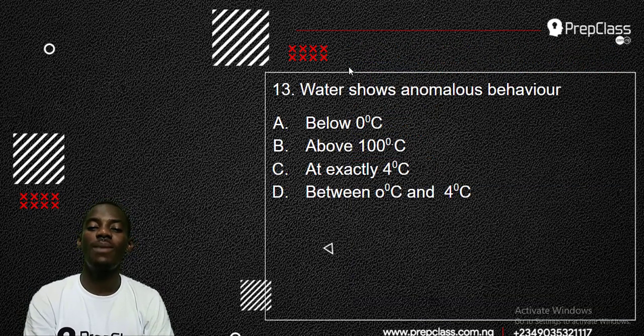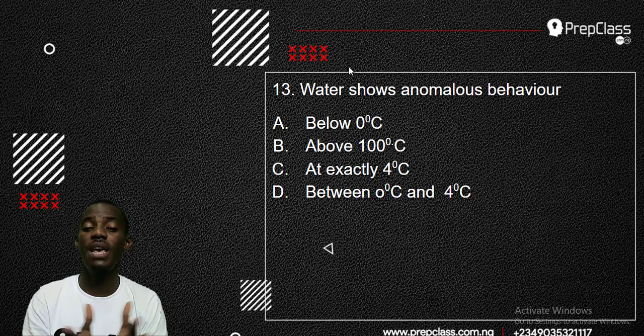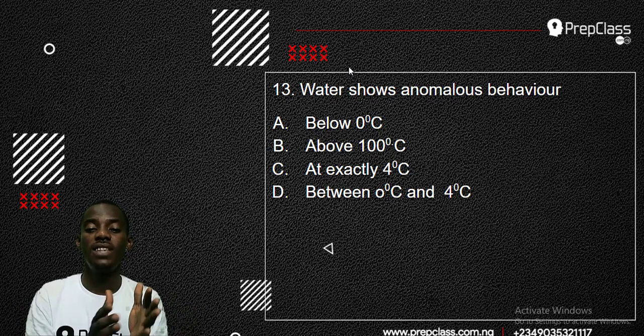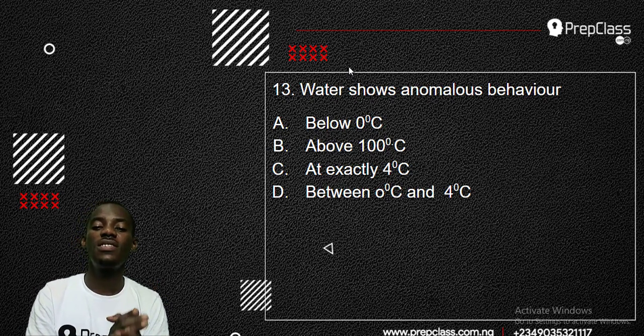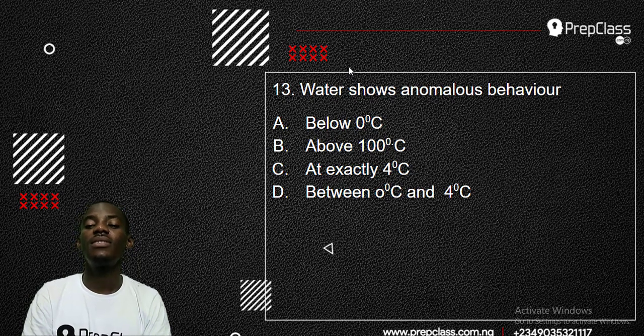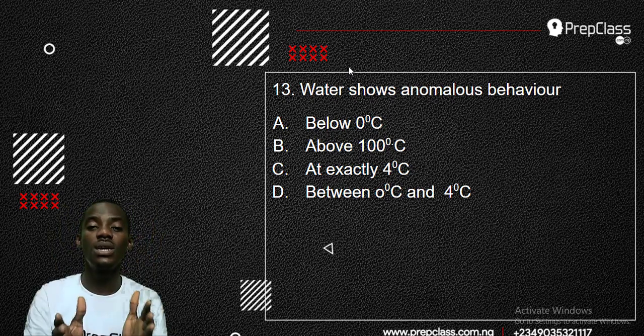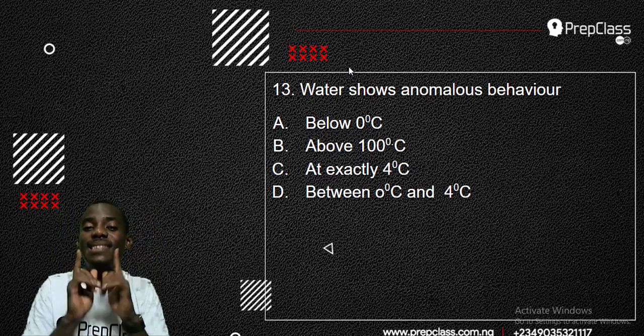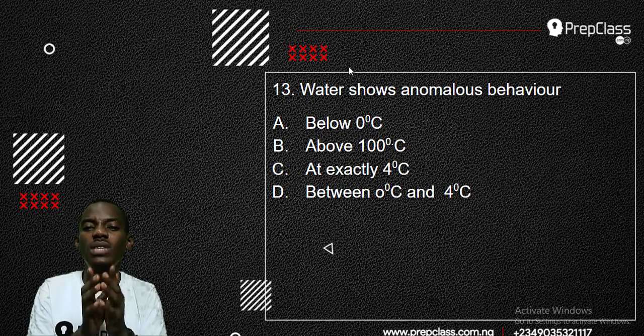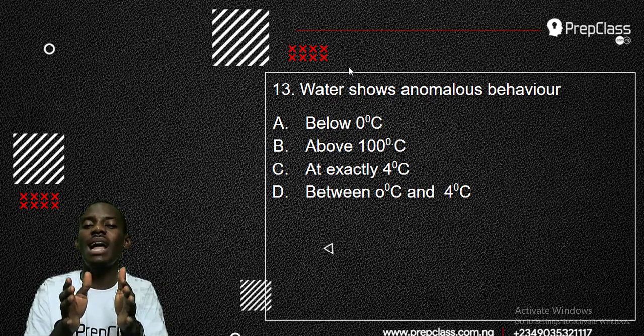Now the next one, number 13, says water shows anomalous behavior between when? Is it below 0 degree, or above 100 degree, or exactly 4 degree, or between 0 and 4 degrees Celsius? Now the word anomalous means abnormal. Water behaves abnormally. That means every material in the world expands when heated, except water. Between two temperatures, water does not expand, water contracts.